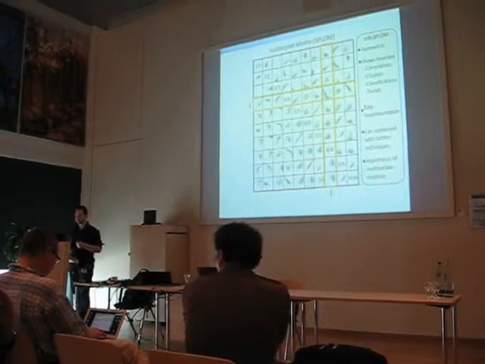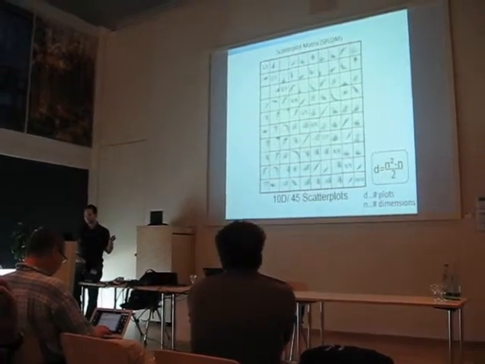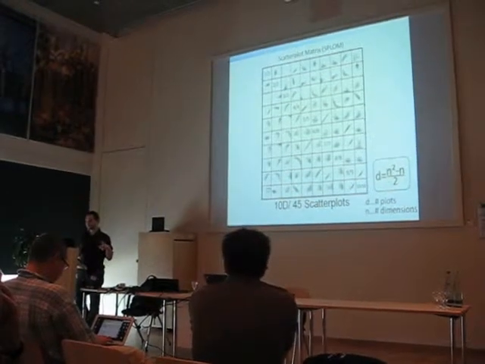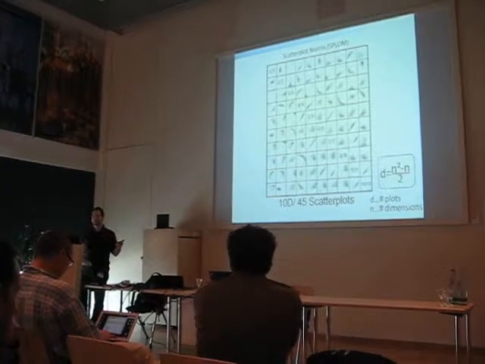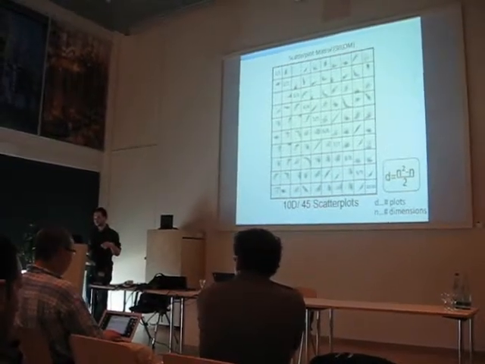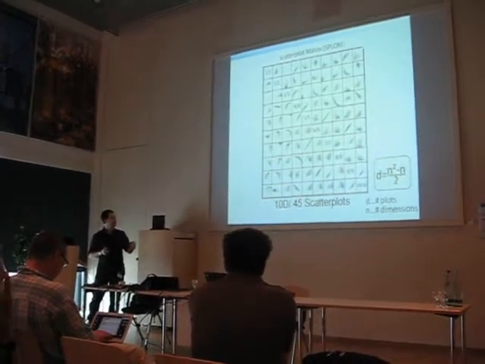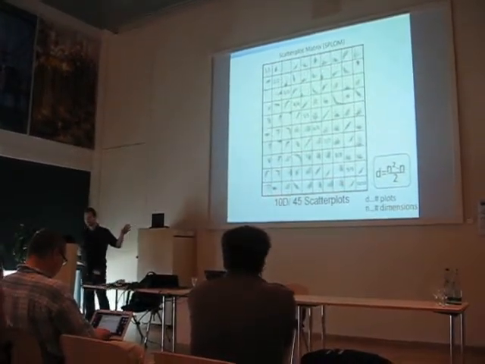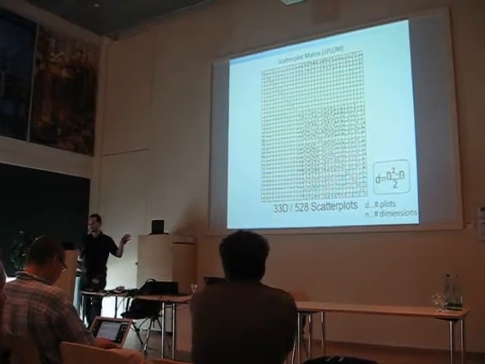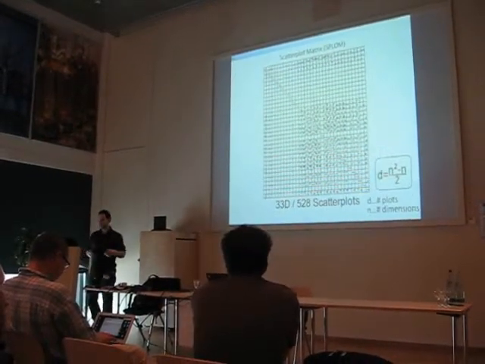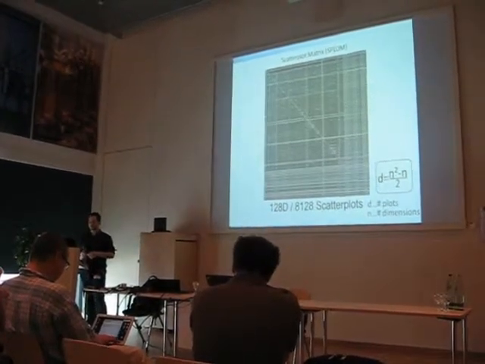And the reason is pretty clear: SPLOMs scale poorly. The number of plots within a SPLOM grows quadratically with the number of data dimensions. So, for example, for 10-dimensional data, we get 45 plots. For 33-dimensional data, we get hundreds of plots. And for 128 dimensions, we get even thousands of plots.